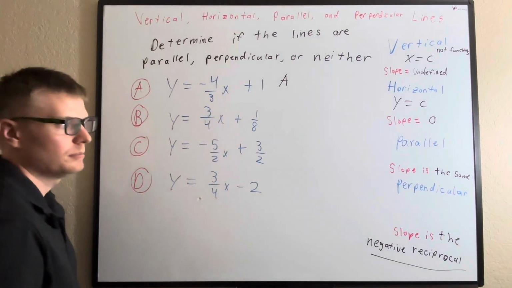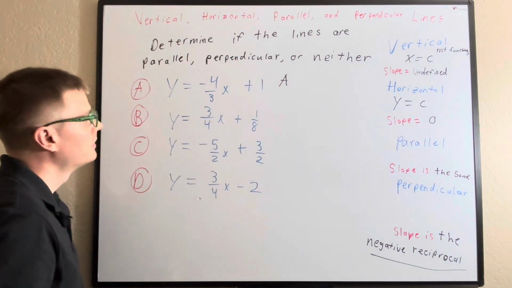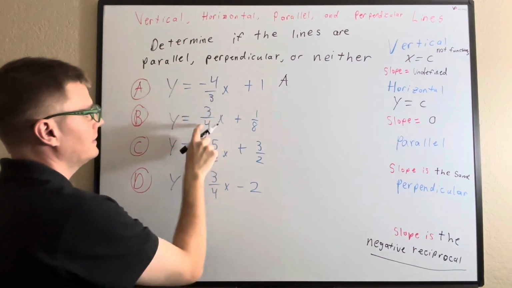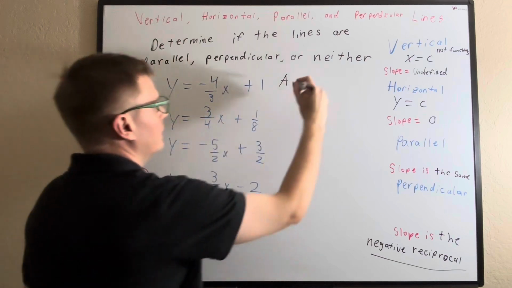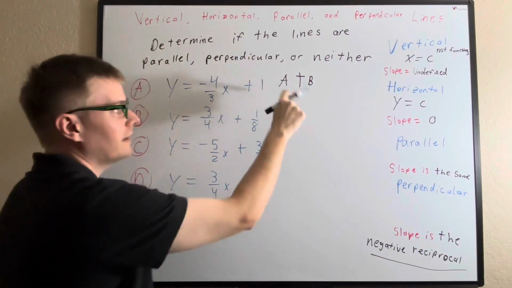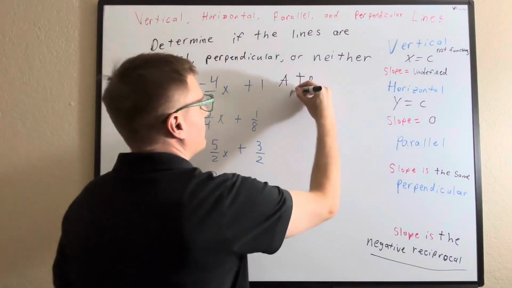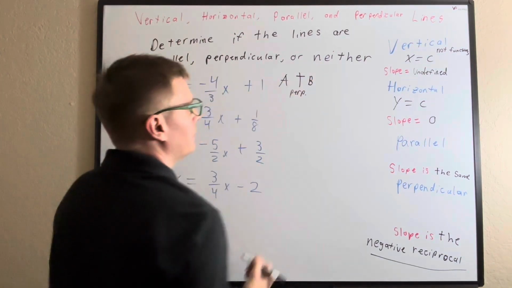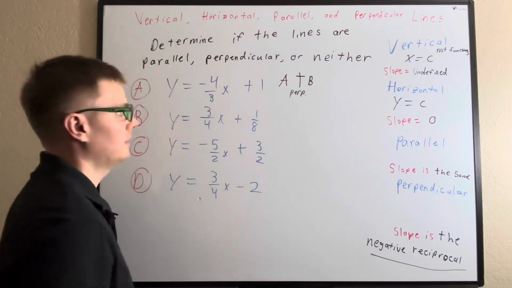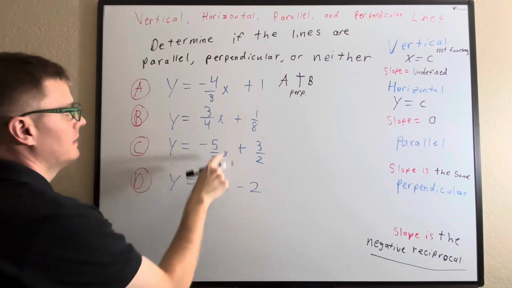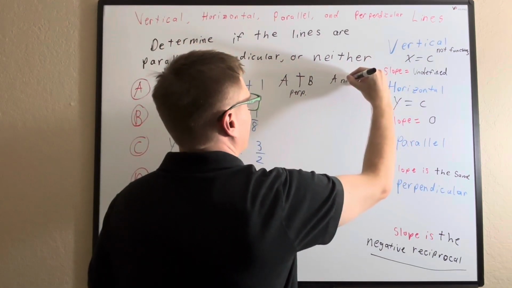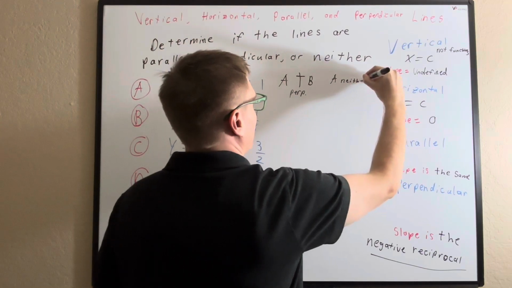Are they perpendicular, parallel, or neither? They are perpendicular, right? That's a negative reciprocal. So A perpendicular to B. There might be a symbol like that. Or you might say perpendicular with a dot, just abbreviate it. So A perpendicular to B. Okay, what about A to C? -5/2. A is neither to C.